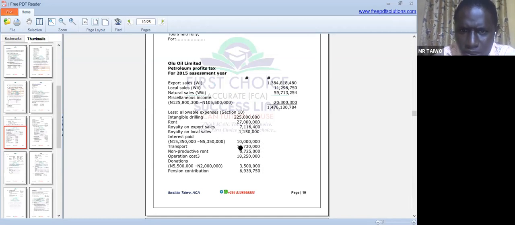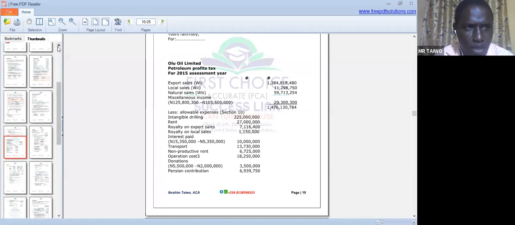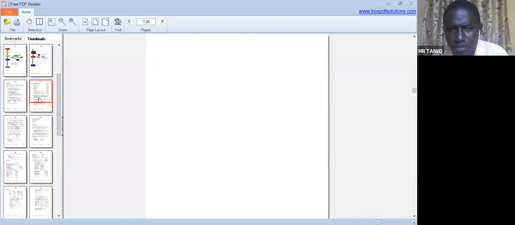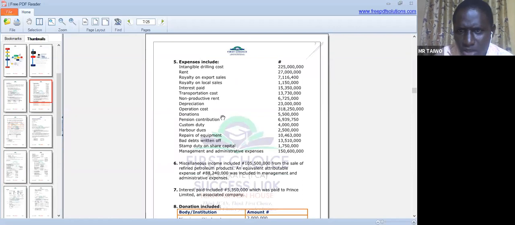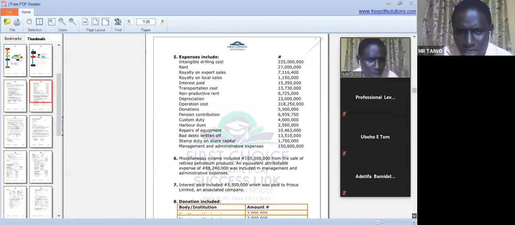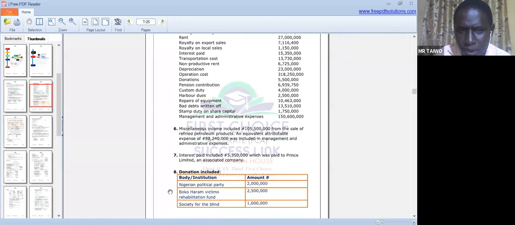Please notice, the transport costs are allowable, non-productive rents are allowable, operation costs are allowable, donations. Let's go and check the donations. If you look at it, you see there are donations of 5,550,000. But in the notes here, note 8, the donation to a Nigerian political party is not allowed.